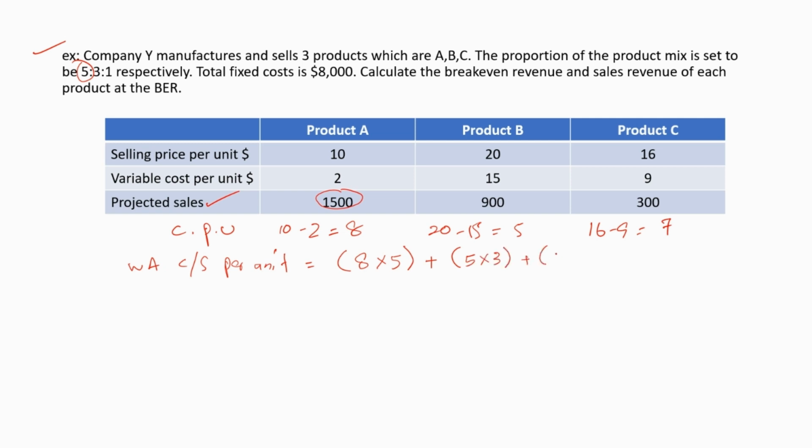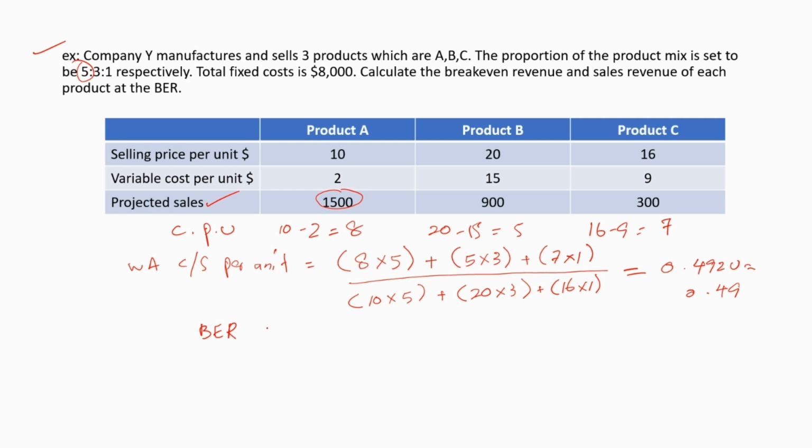For product C, 7 multiplied by 1, divided by, for product A, selling price per unit is 10 multiplied by 5, plus, for product B, selling price is 20 multiplied by 3. For product C, selling price is 16 multiplied by 1. So the weighted average contribution per unit figure is equal to 0.4920. Let's round it off to 0.49.